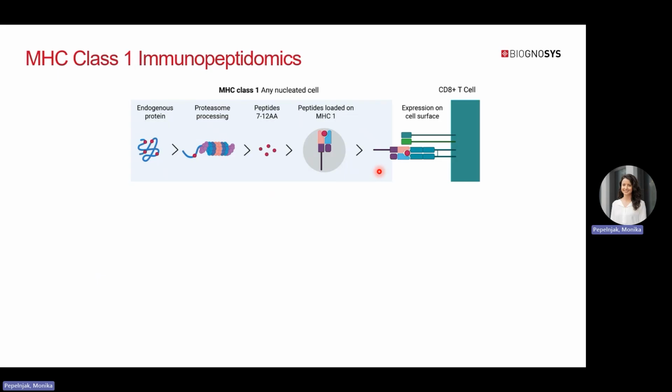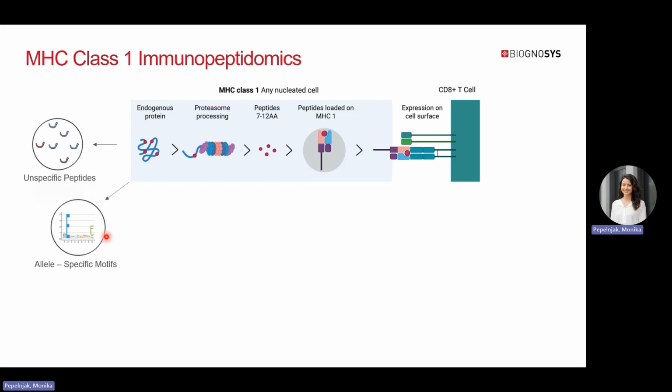Because of this, the immunopeptides have specific characteristics. They are unspecific peptides. They have specific motifs, which means that at specific positions, certain amino acids are overrepresented. This makes these peptides quite unique, but these motifs differ a lot between different alleles that the peptides bind to. Because of their characteristics, you can also use certain tools to predict whether the peptides would be a good or a bad binder for certain MHC class 1 molecules.